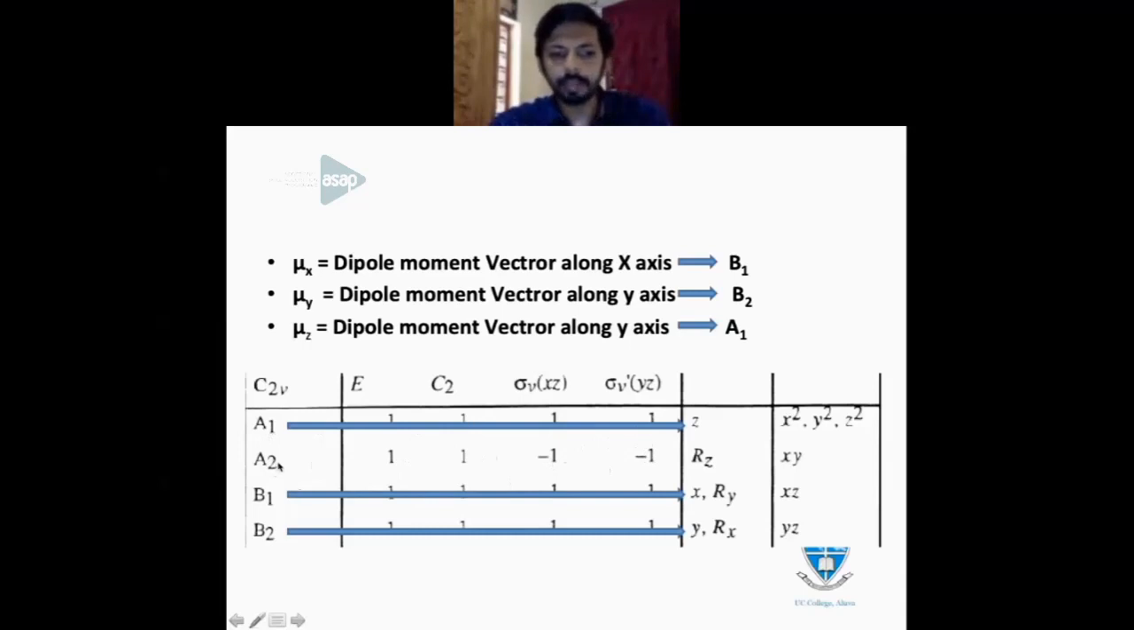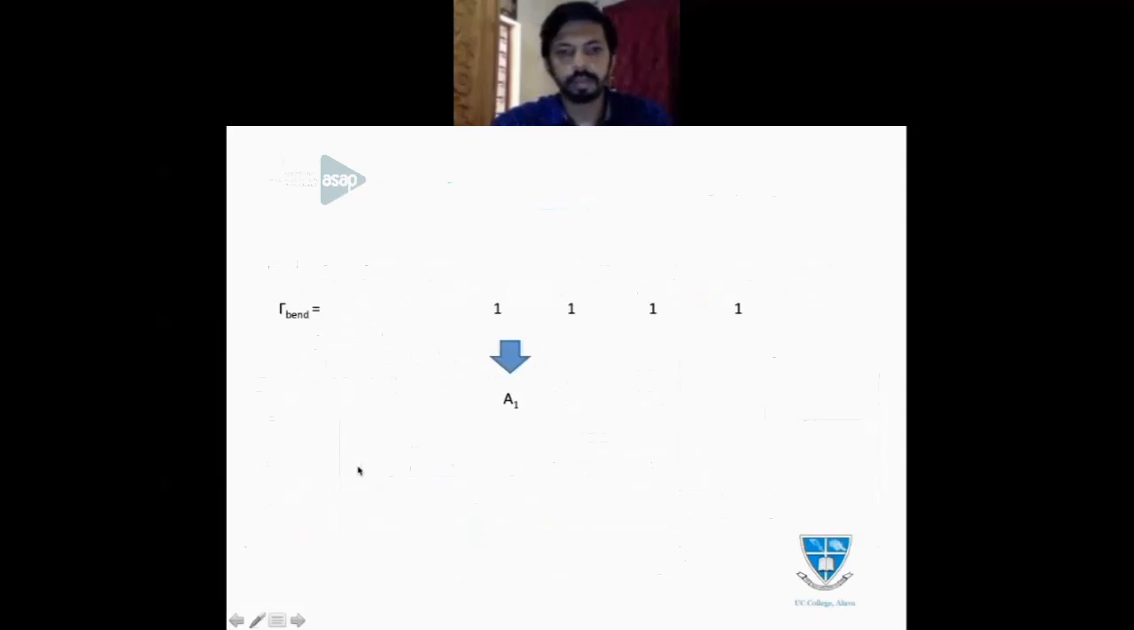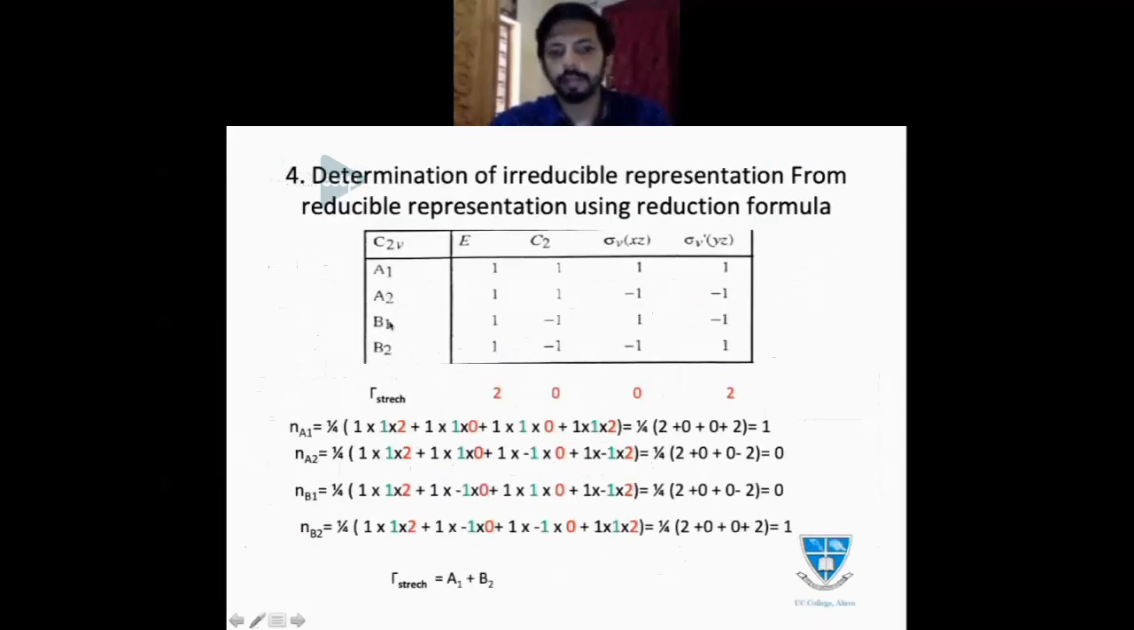Then if you take the multiplication of A2 and B1, we are taking the direct product of A2 into B1. So 1 into 1, you are getting 1. 1 into minus 1, you are getting minus 1. Minus 1 into 1, you are getting minus 1. And minus 1 into minus 1, you are getting 1. So here we can see that the direct product of A2 and B1 leads to B2.